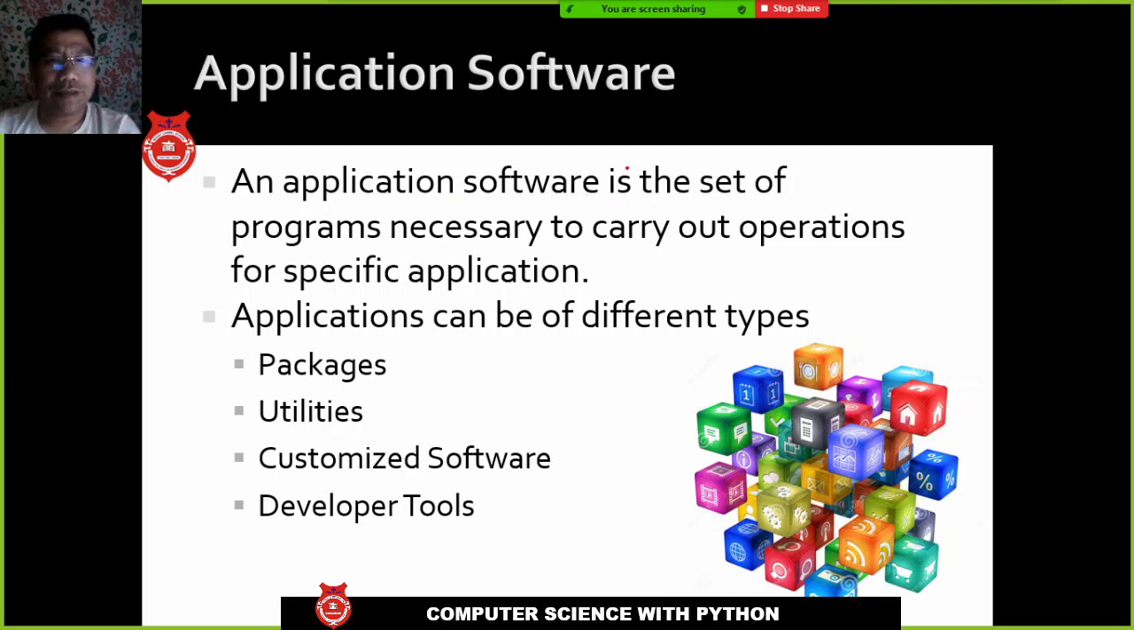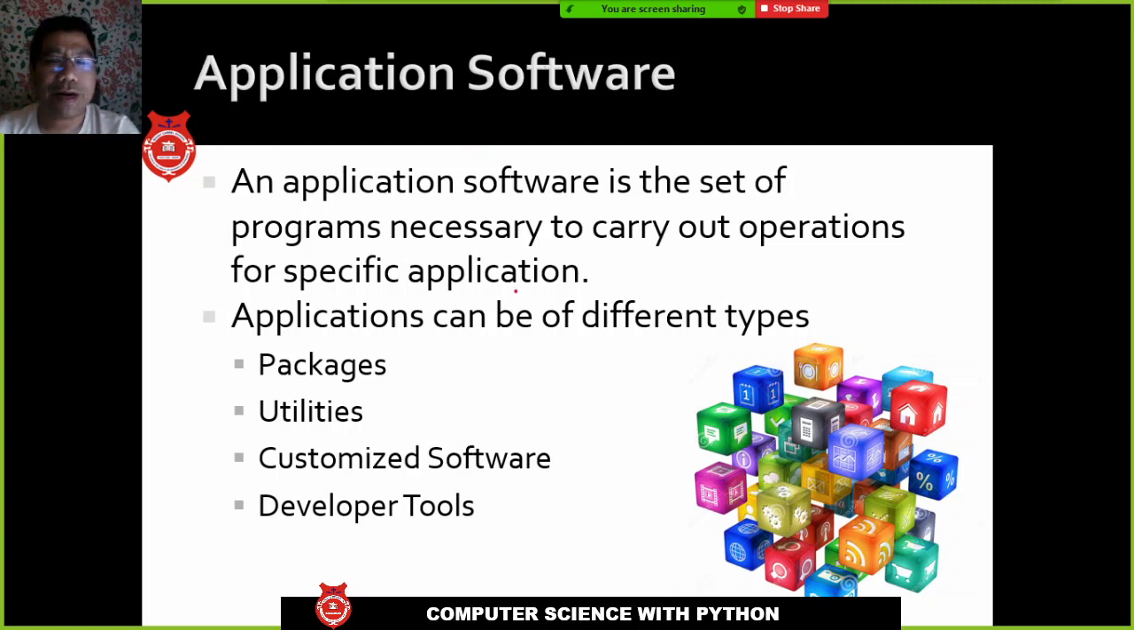Yes, sir. If it is clear, now let's talk about application software. When you say application software, it is a set of programs necessary to carry out operations for a specific purpose. For example, currently I'm using Zoom for giving online class, right? This is one application software. And I'm also using PowerPoint for giving the presentation. PowerPoint is also another application software.